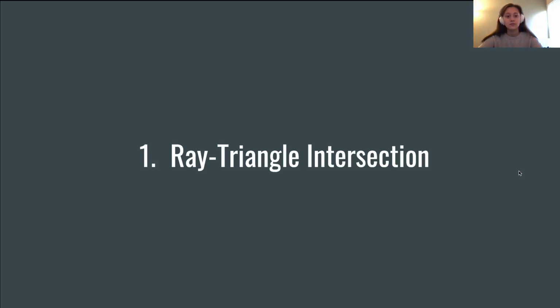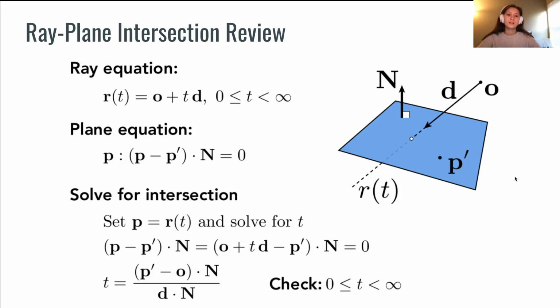Okay, ray triangle intersection. So in the past discussion, we talked about ray plane intersection, and the technique we're going to use to create this ray triangle intersection equation will be largely the same as what we did with our ray plane intersection. So let me go over this process a little bit, and then we'll try it for ray triangle intersection. So we have some ray equation that has an origin, a direction, and this parameter t that kind of denotes the time along this ray.